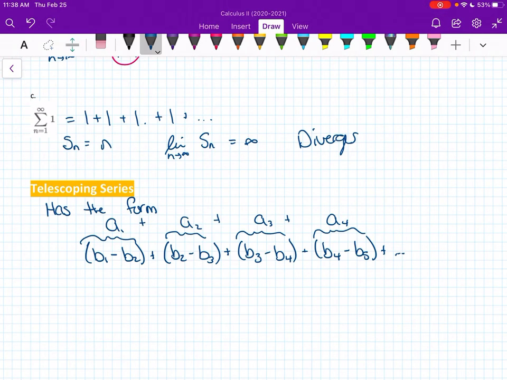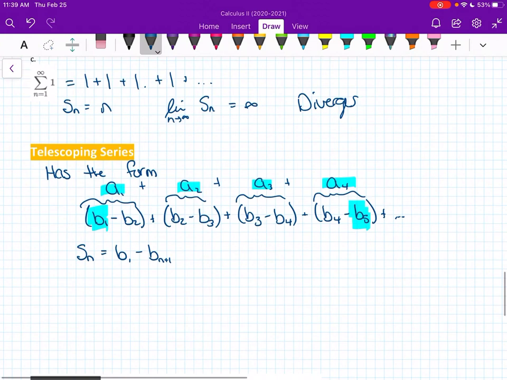So when I look at this, my nth partial sum will always be the first term because there's nothing to cancel that. And then one more than n, because if I sum the first four terms, 1, 2, 3, 4, the last b sub 5 will be the thing that does not cancel, right? So the first one and the last one do not cancel. So my nth partial sum would be b sub 1 minus b sub n plus 1.